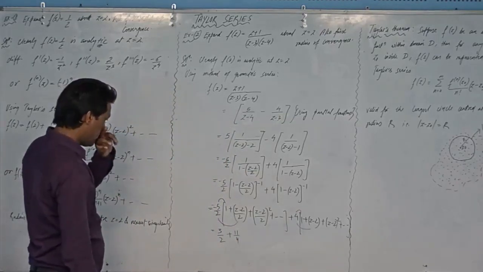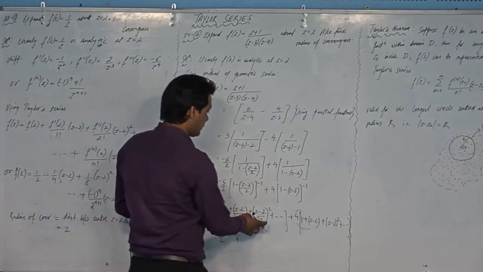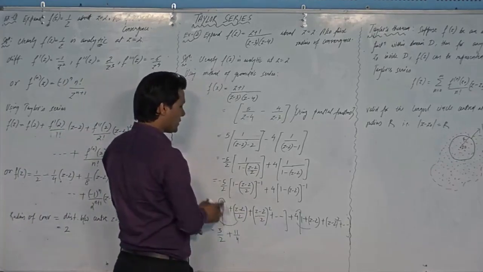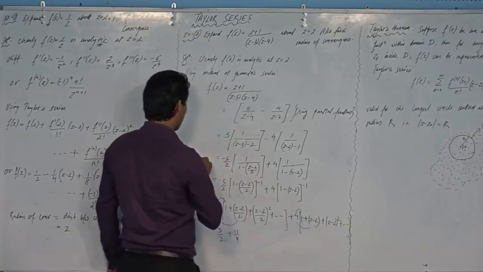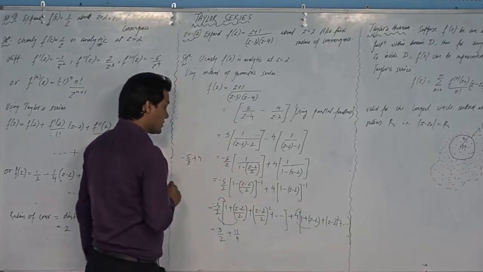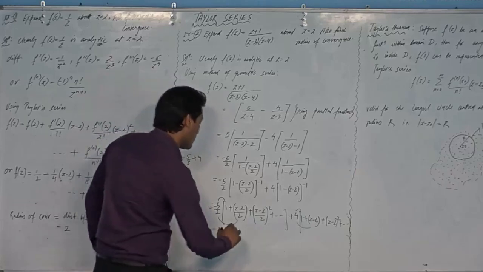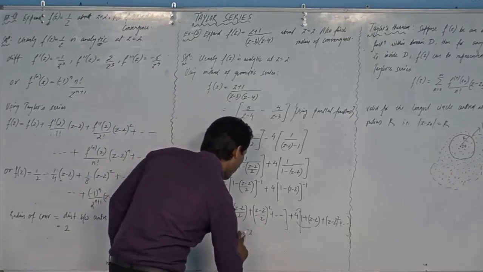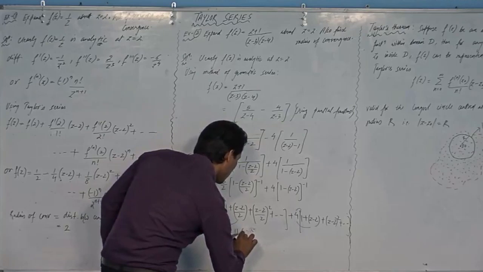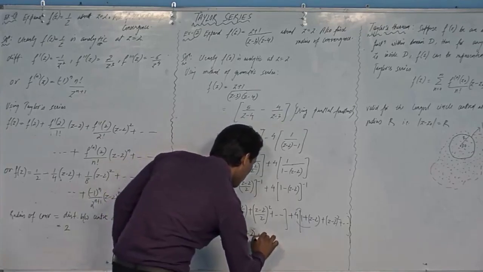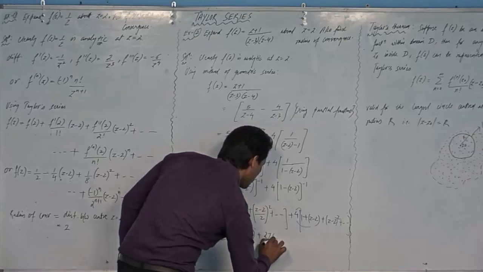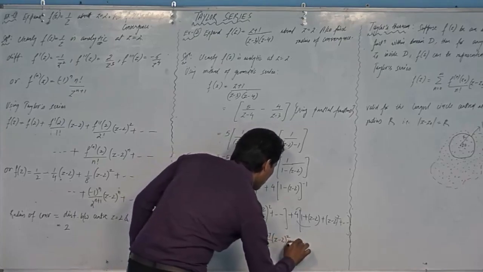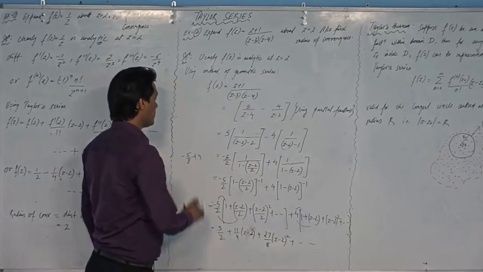And then the third term, right? This is 4 by 4, 4 to 8, right? Minus 5 by 8 and this will give you plus 4, right? So 32 minus 5, that will be 27. So 27 by 8 times (z minus 2) whole square, and so on. So this is your answer, right?